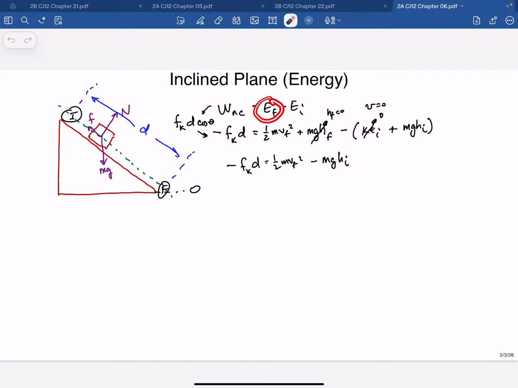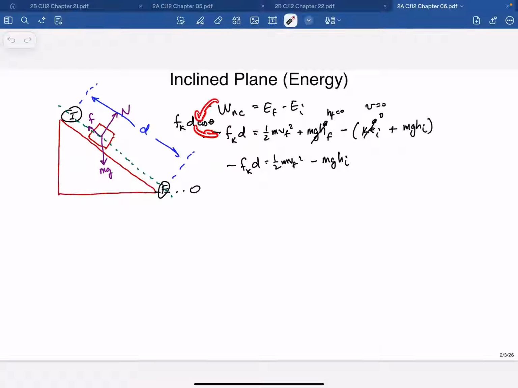We figured out the final energy. We asked questions like, is it moving? Does it have kinetic energy? Does it have gravitational potential energy? And we said no at the final point because it's down here. And then we did the same process with the initial energy. This is the initial energy term, all the combined energies it has at this initial point up here.